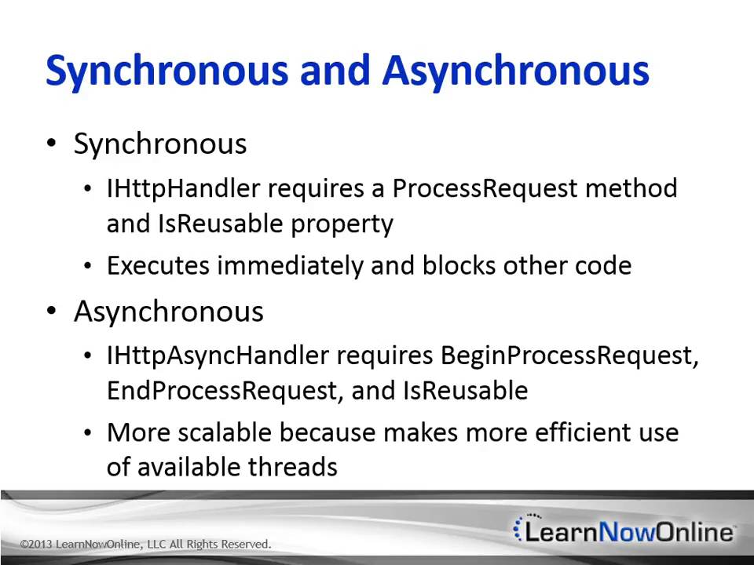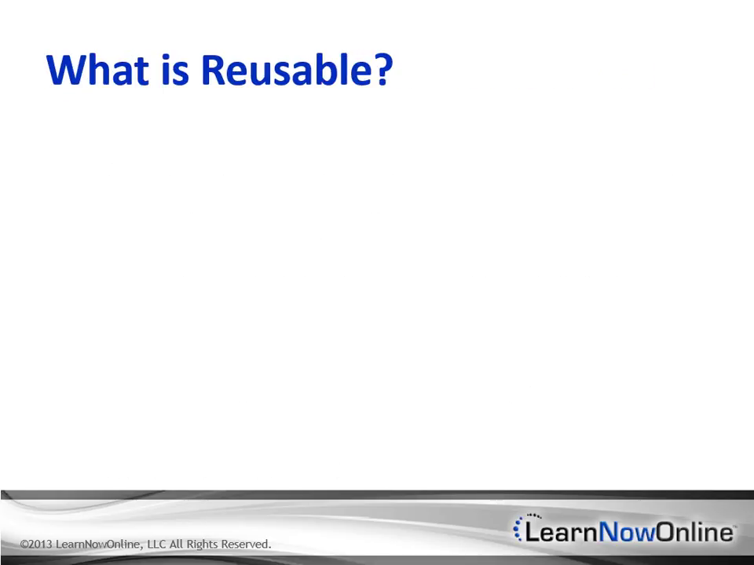So this kind of asynchronous support can help increase scalability, and it may well be worth it at the cost of additional code complexity. All right, I've mentioned the isReusable property a couple of times, which is required as part of both the IHttpHandler and IHttpAsyncHandler interfaces. This is a read-only Boolean property that you need to set to either true or false in the handler class. But what does true and false mean?